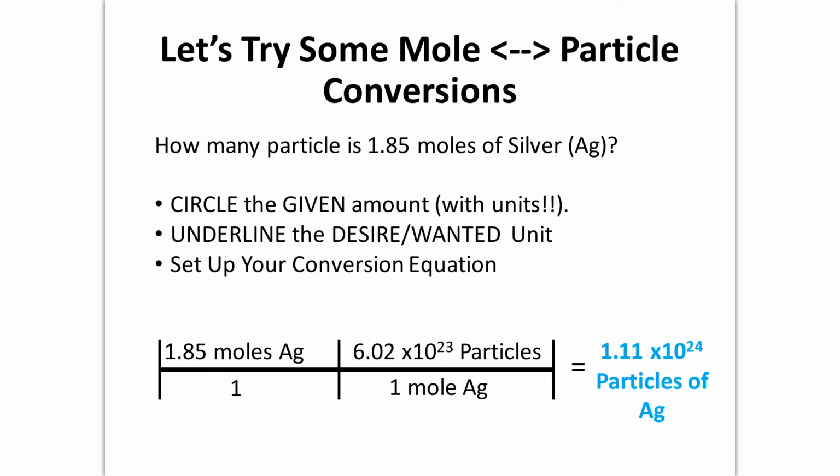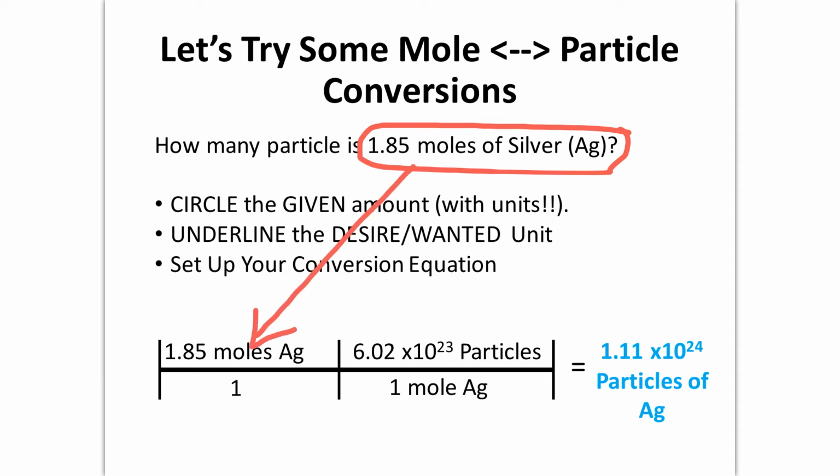So now instead of doing the mole to mass and mass to mole, we're going to be mole to particle and particle to mole. So we do everything exactly the same. So the first thing you want to do is circle the given amount. So remember, it's got to be a number and a unit, and so we have that there. And that gets placed here, and we put that over 1. Okay?